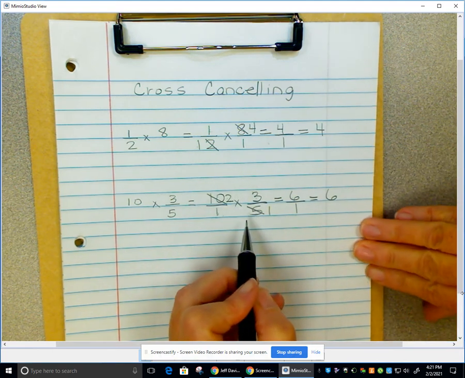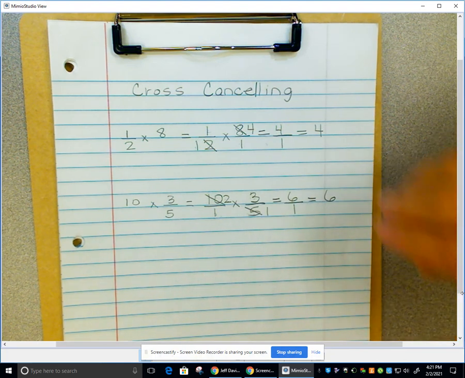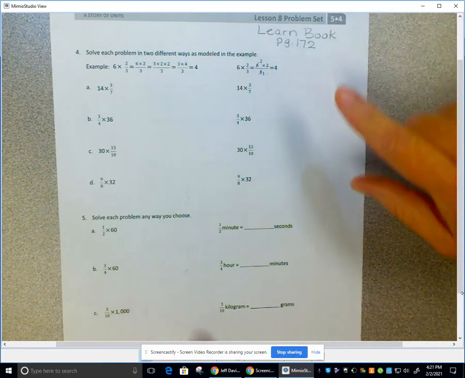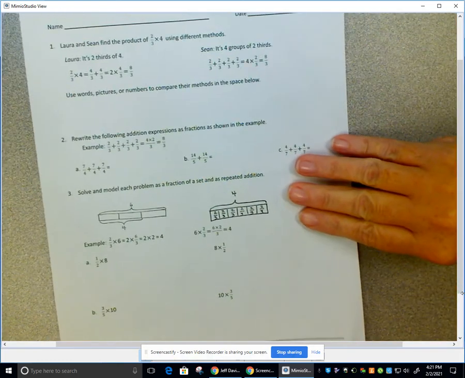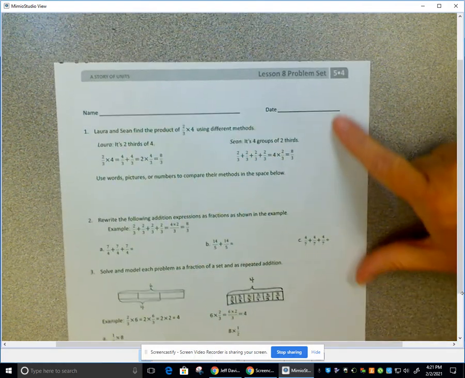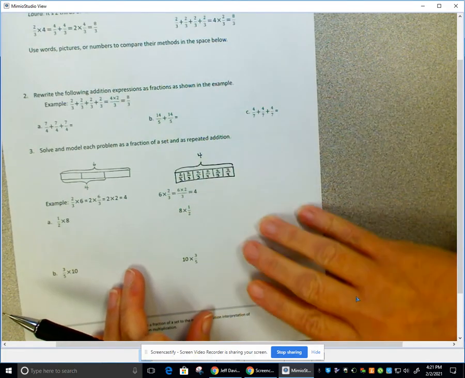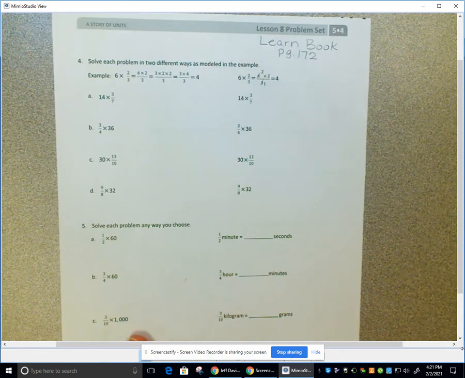Keep working with it. If you're a little confused about it, don't give up on it just yet. Let's keep practicing. Okay, we are going to go into the Learn book, and we are going to be on page 172. This starts the lesson 171, but we're not going to do this side. We're not doing 171. We are going to do 172, the back of that page.